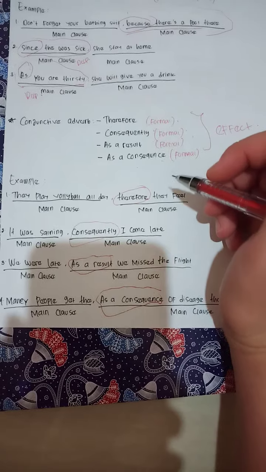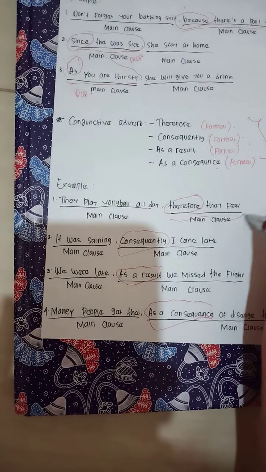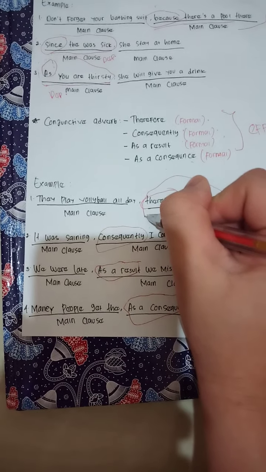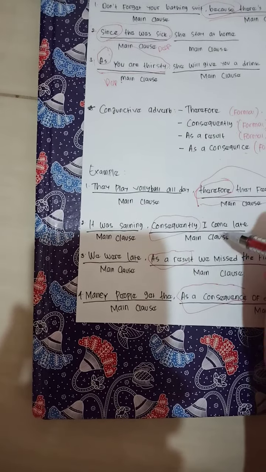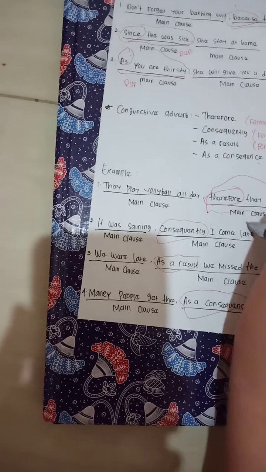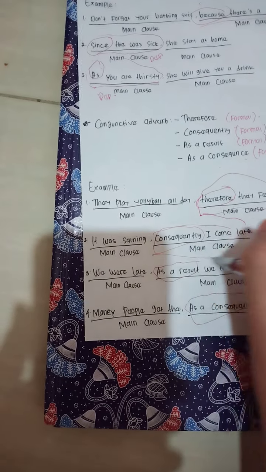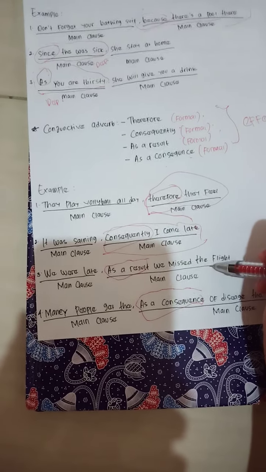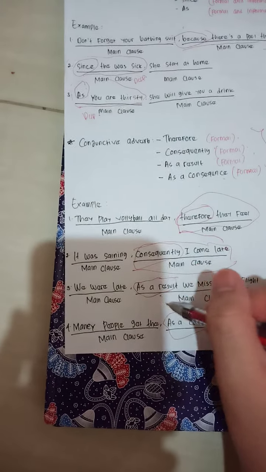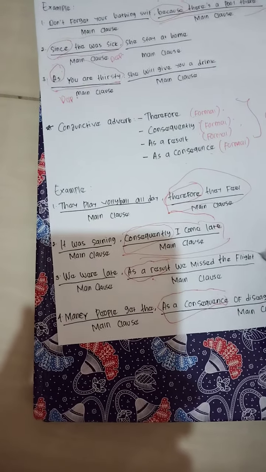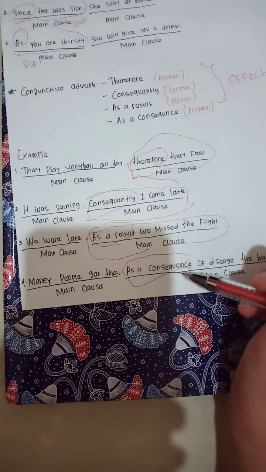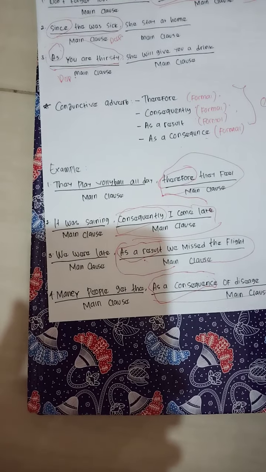The first example is an independent clause. The second example is an independent clause. The third example is an independent clause. This is an independent clause. The fourth example is a dependent clause.